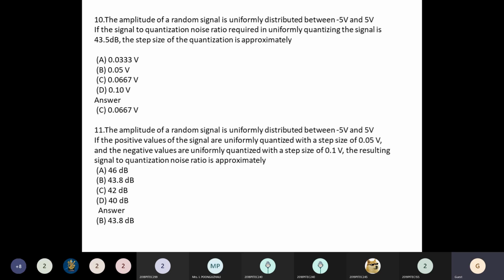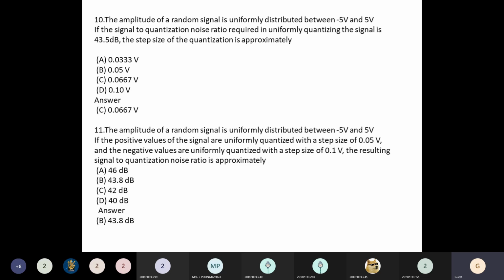Then the amplitude of a random signal is uniformly distributed between minus 5 volt and plus 5 volt. If the positive values of the signal are uniformly quantized with a step size 0.05 volt and the negative values are uniformly quantized with a step size 0.1 volt, the resulting signal to quantization noise ratio is approximately: option A 46 dB, option B 43.8 dB, third option is 42 dB, fourth option is 40 dB. So what will be the answer is 43.8 dB.